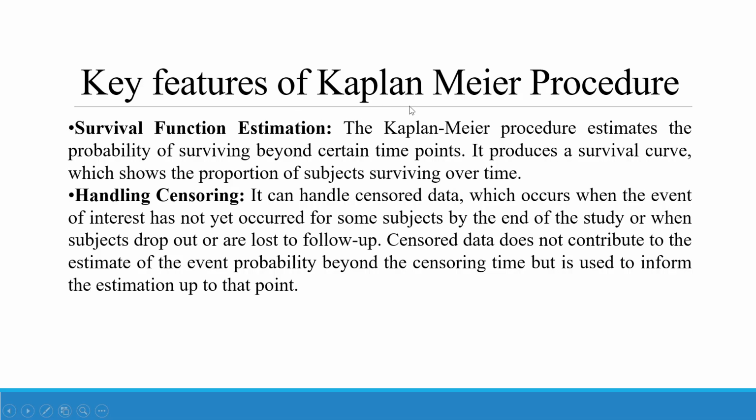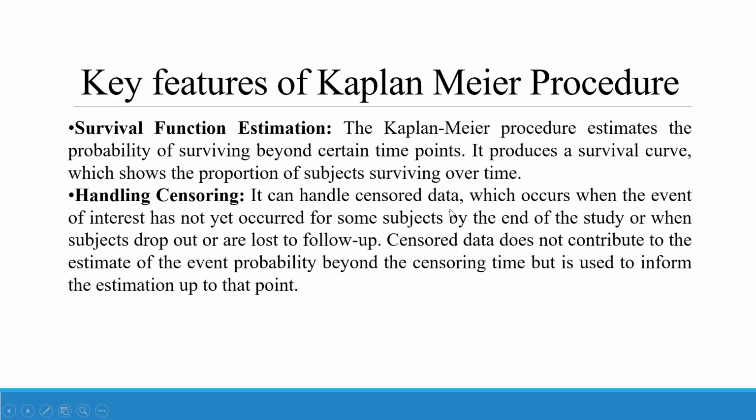Key features of Kaplan Meier procedure are survival function estimation. The Kaplan Meier procedure estimates the probability of surviving beyond certain time points. It produces a survival curve which shows the proportion of subjects surviving over time. Handling censoring. It can handle censored data.